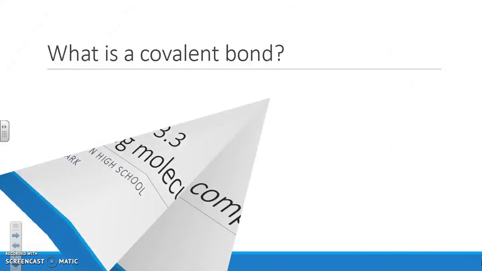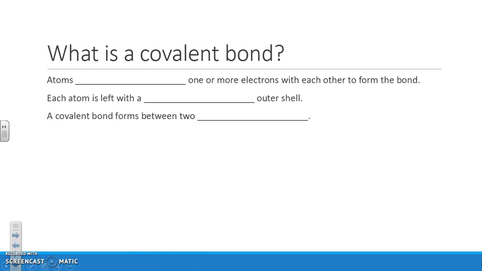We're in vodcast 3.3 and we're going to learn how to name covalent compounds in this vodcast. All right, so what is a covalent bond? We've talked about this. A covalent bond is a bond where atoms are sharing one or more electrons with each other to form the bond.